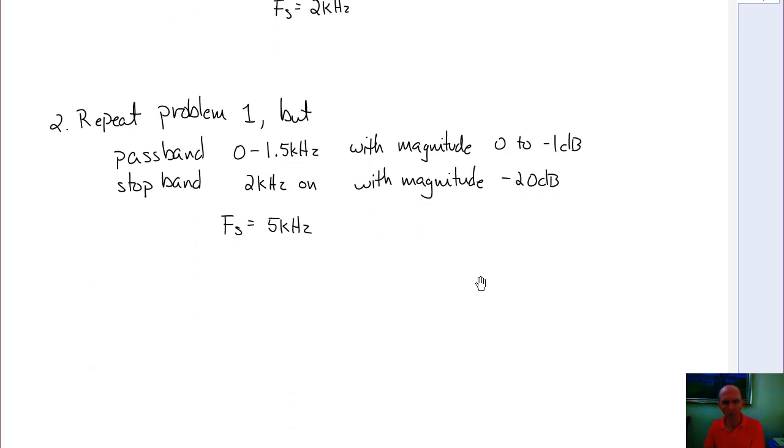Repeat problem 1, changing the specifications, right? Changing the passband, the stopband, the magnitudes, and the sampling frequency. So you're going to design 2 filters in this case.